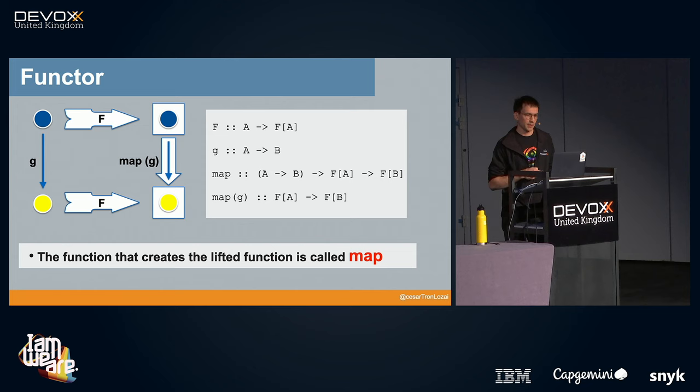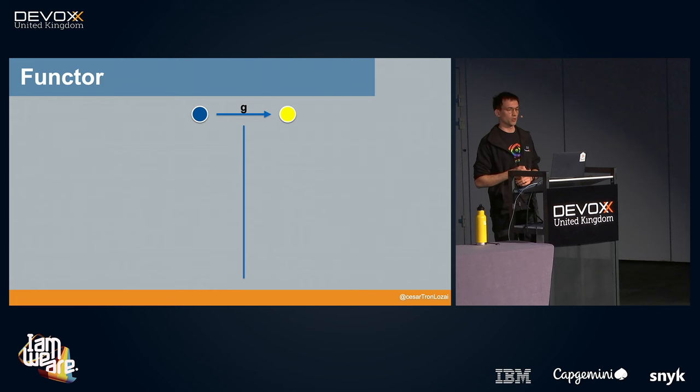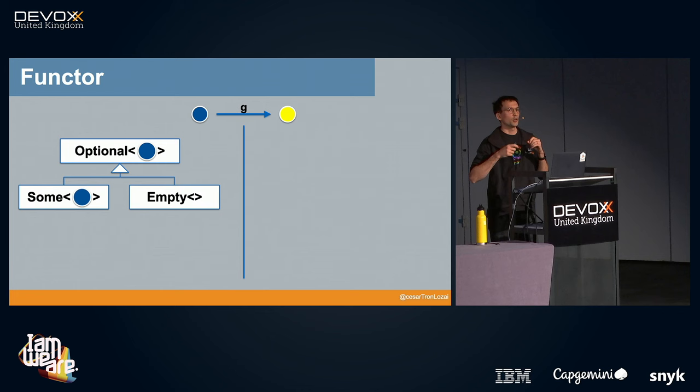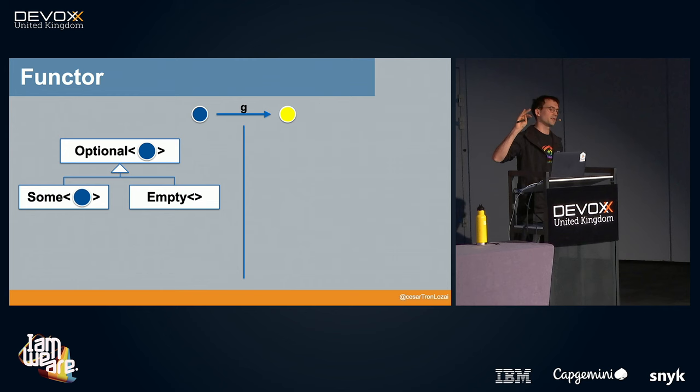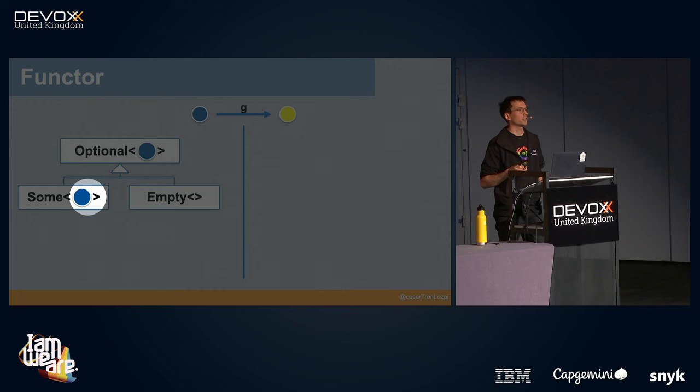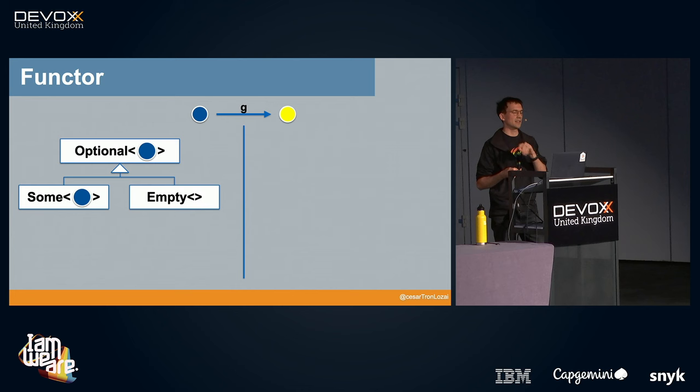OK. So let's look at some examples of functors, and I actually already mentioned them. So here, let's say we have a function from blue to yellow. Let's look at optional. Optional is a very useful functor. And conceptually, you could imagine that optional is implemented as an abstract class or an interface. And then it has two possible implementations. It has one called sum, in the case when we actually have a blue, or it could be called empty. So in the Java JDK, if you look inside the code, it's not done like that. But normally, that's how it should have been done.